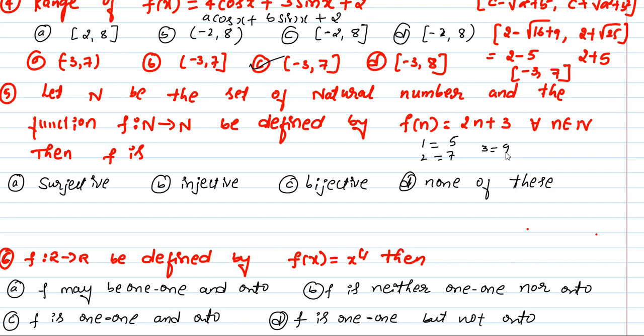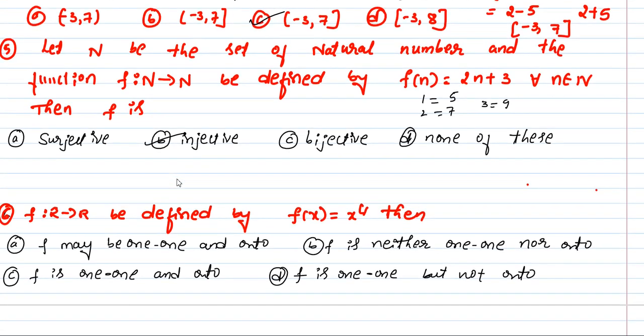So look at these equations. Each domain value has at least one relationship with the codomain. So that means our option is injective. Option B is correct.